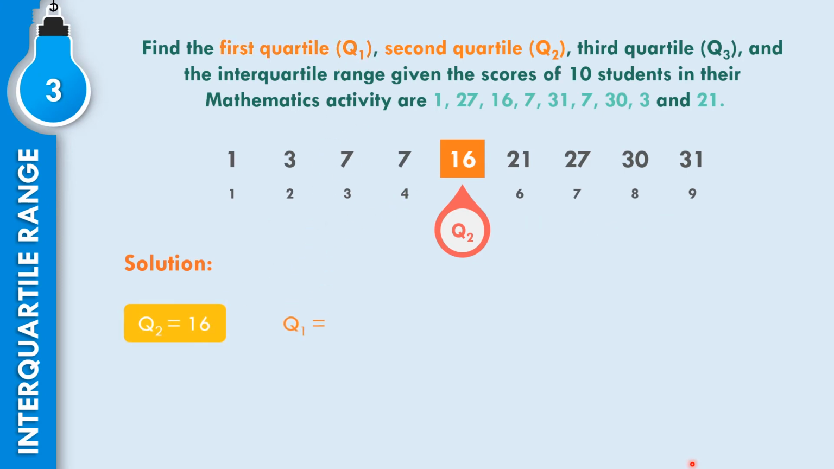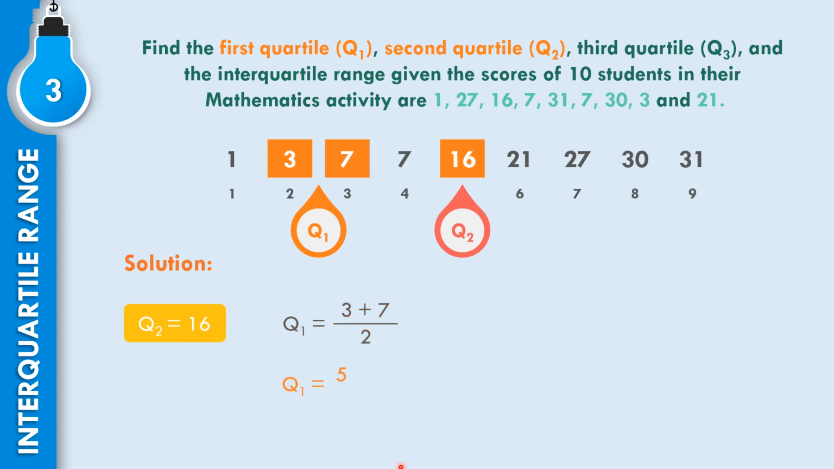So let us identify now the Q sub 1, that is the first quartile. So if we count, this is 1, 2, 3, and then 4. So it means the Q sub 1 is between the second and third position. So let us add 3 plus 7 divided by 2, that is equal to 10 divided by 2. The answer is equal to 5. So the Q sub 1 is equal to 5.